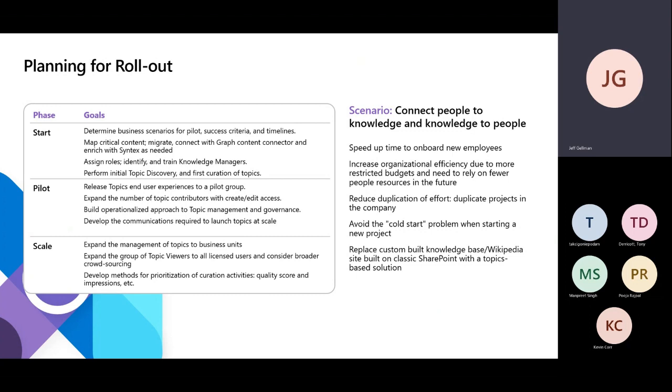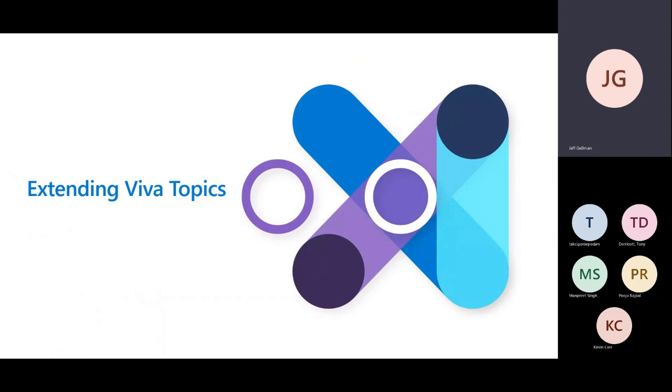And then lastly, once you come out of pilot and begin distributing it through the rest of the organization, expand the management of topics to various business units, expand the group of topics viewers to all licensed users, consider broader crowdsourcing, and develop methods for prioritization of curation activities. This is, again, just how you would go about planning for rollout.